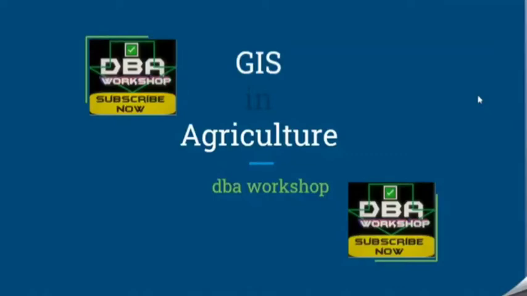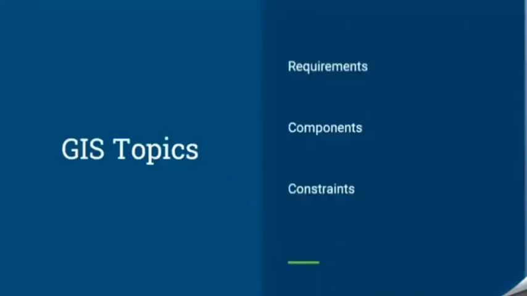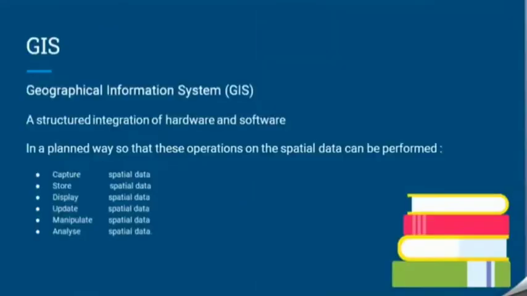GIS in agriculture. Topics. What is GIS? GIS means Geographical Information System.